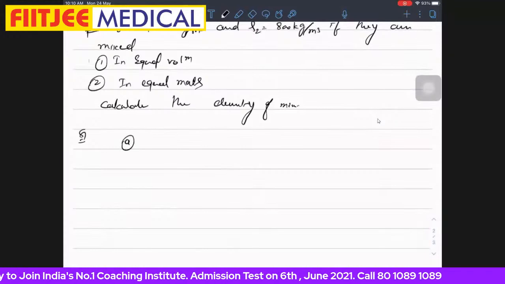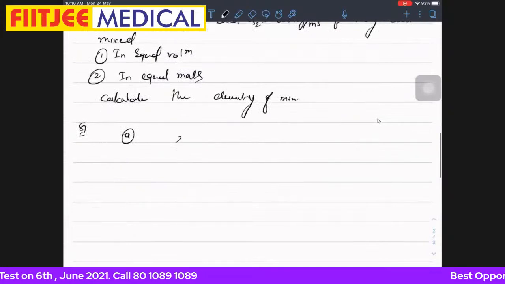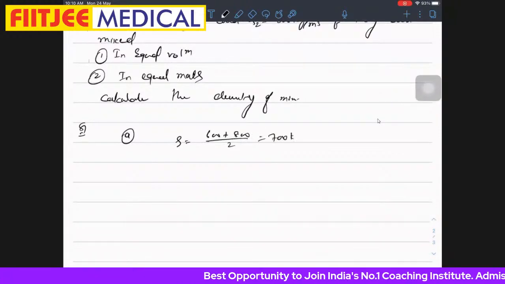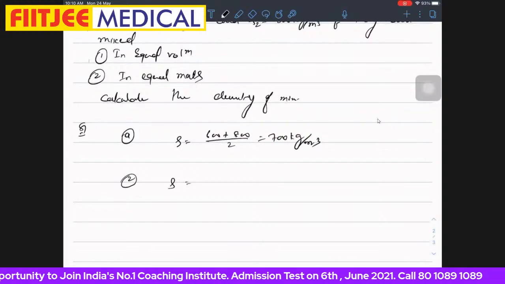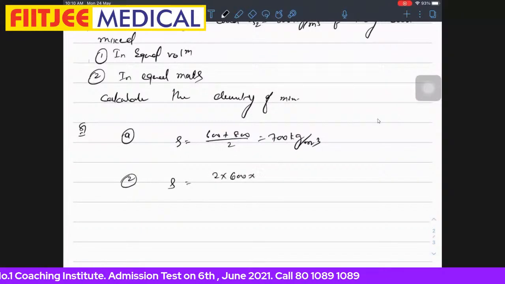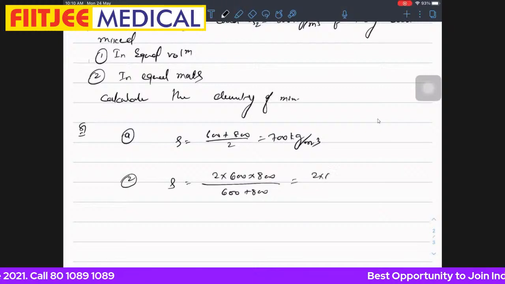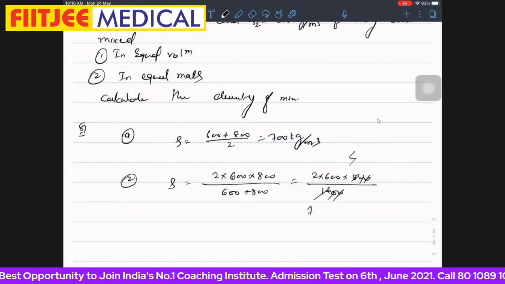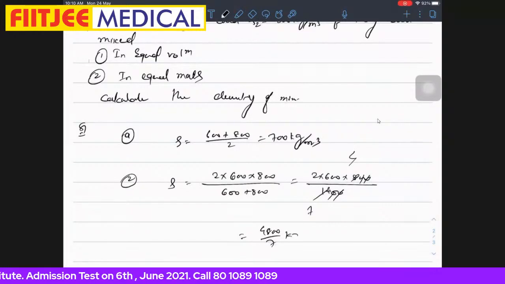So in the first case, if they have equal volume, what relation will I use? I'll use case 1. So I can write 600 plus 800 by 2. So this will come to 700 kg per meter cube. Second case: 2 into 600 into 800 divided by 600 plus 800. So 2 into 600, this will come to 1200, and 600 plus 800 is 1400. So cancelling 4, this is 7. So how much will it be? 4800 by 7 kg per meter cube.